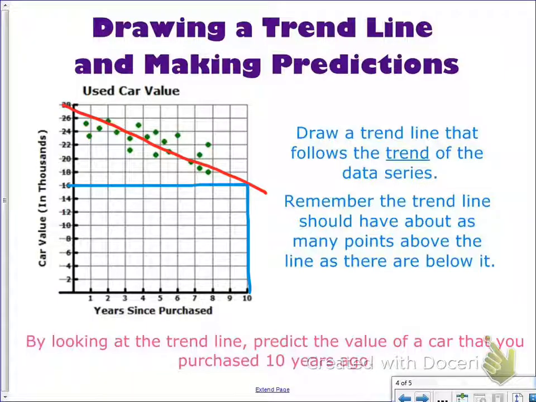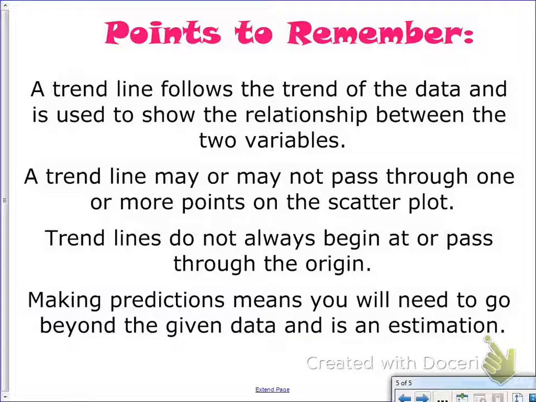So, using predictions to talk through some last remaining things, some things that you do want to remember. A trend line follows the trend of the data and uses this to show the relationship between two variables. We learned about that last week. The trend line may or may not pass through the points, so just note sometimes it does, sometimes it doesn't. Trend lines do not always start at the origin, so if you notice, some of them started up at a y-intercept. And making predictions means that you will need to go beyond the data, and it is an estimation.